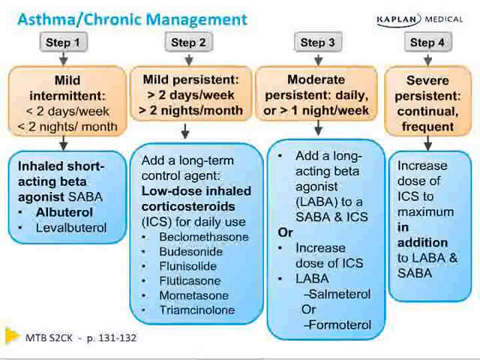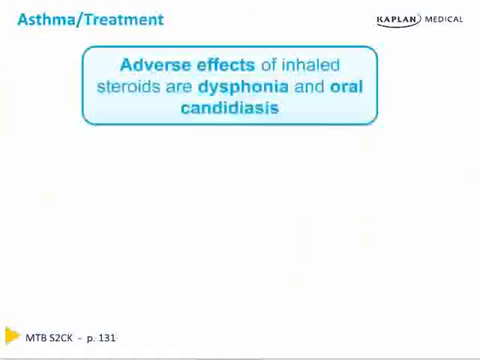For these patients, we increase the dose of the inhaled corticosteroid to the maximum dose, and we use one of these long-acting beta agonists and short-acting beta agonist as needed. On the USMLE Step 2, some commonly tested adverse effects of inhaled steroids include dysphonia and oral candidiasis.